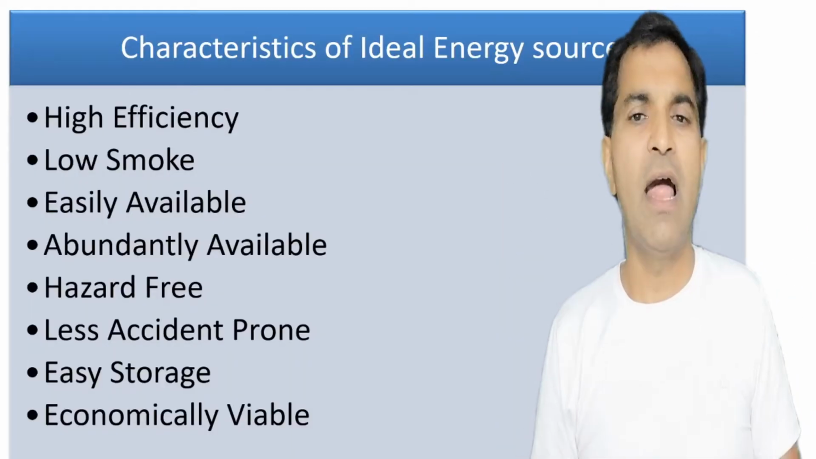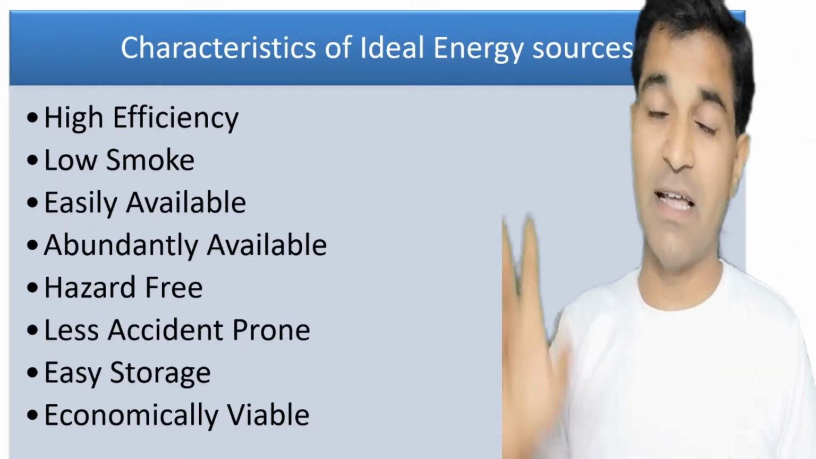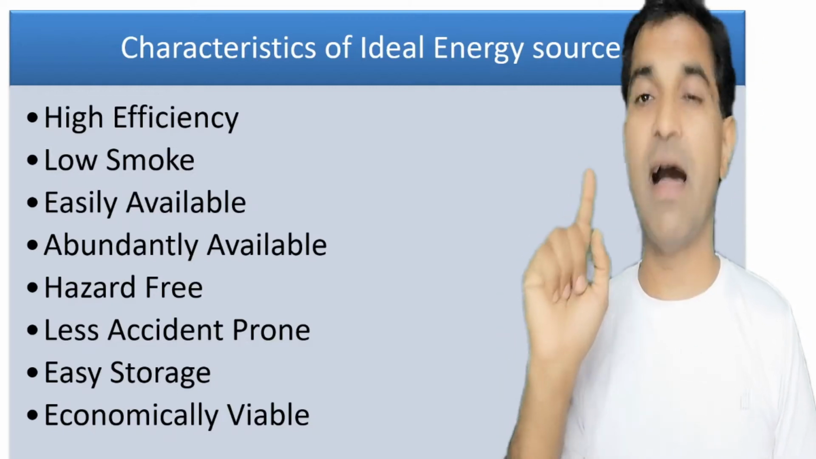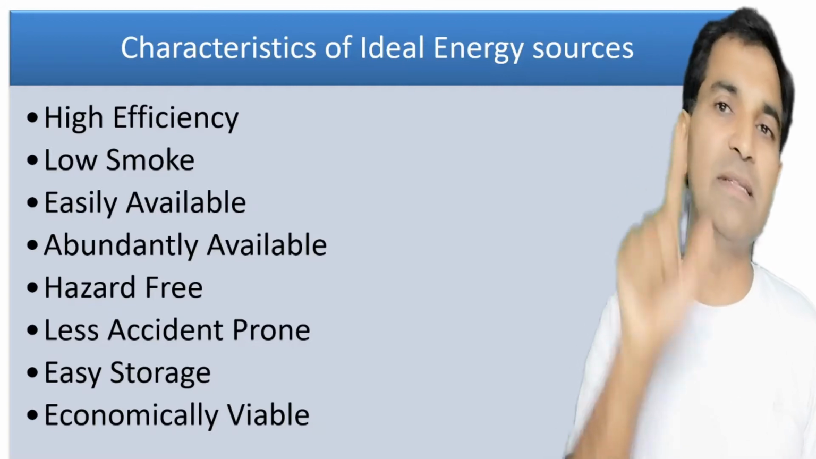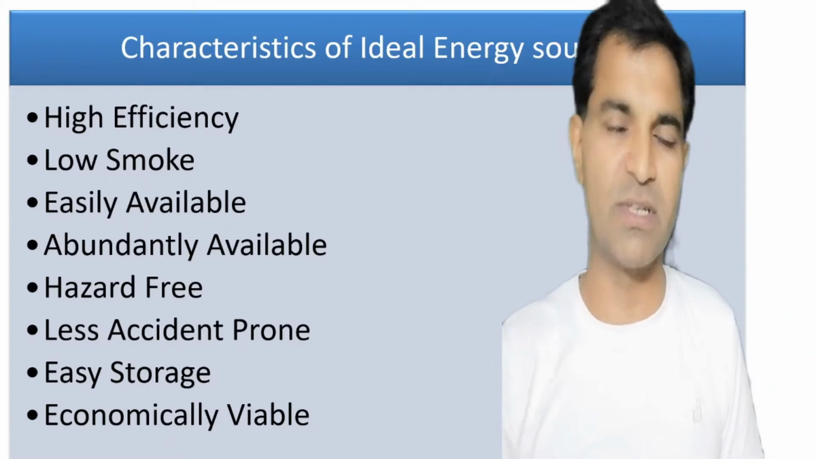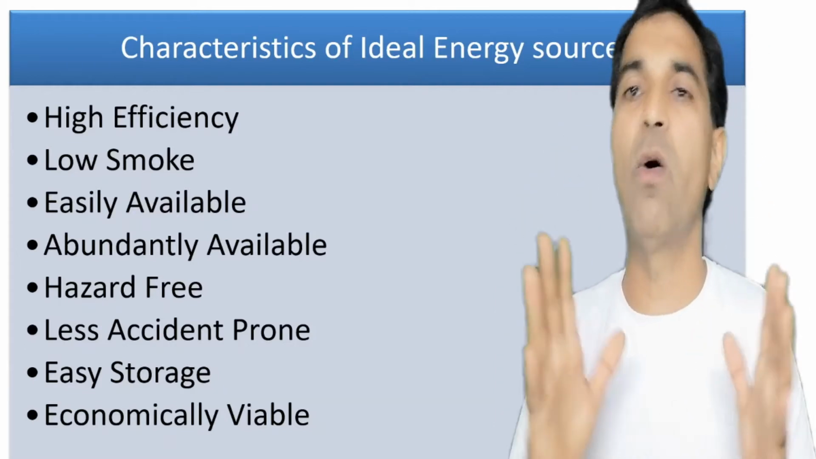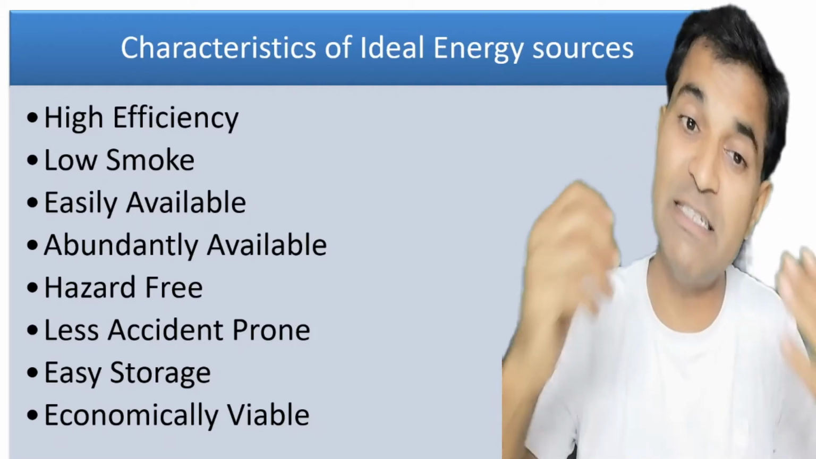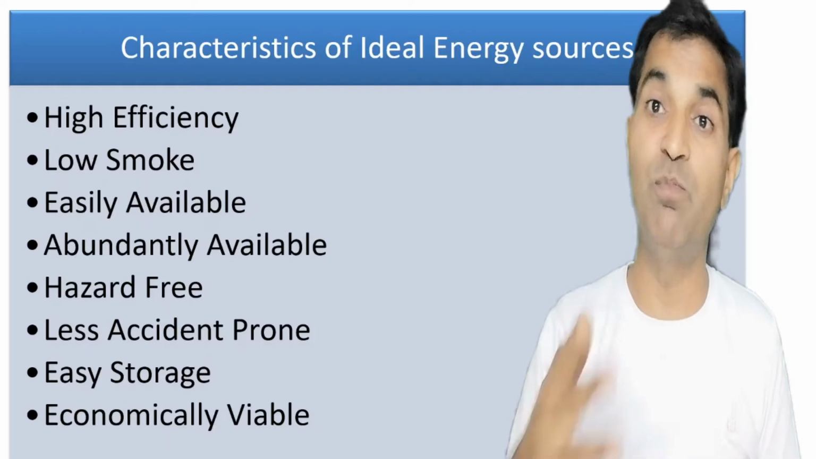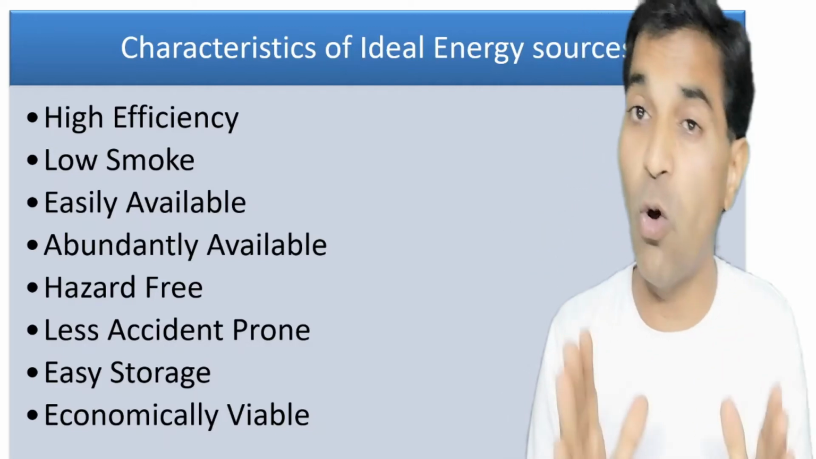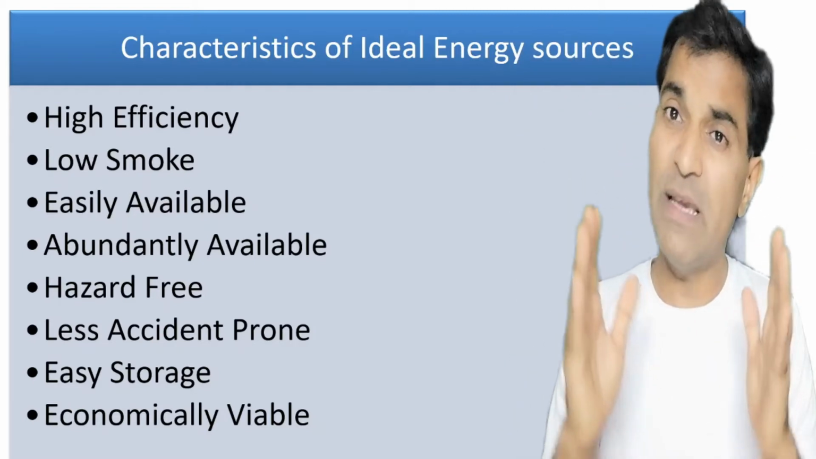So now, what are the different characteristics of ideal energy sources? Let us understand those characteristics, or remember, this may be asked in the examination. From the examination point of view, you should remember these characteristics. The very first characteristic is that it should have minimum losses, means maximum efficiency, means maximum output for any input. Next, it should have low smoke so that it doesn't spread smoke everywhere. It should be easily available.